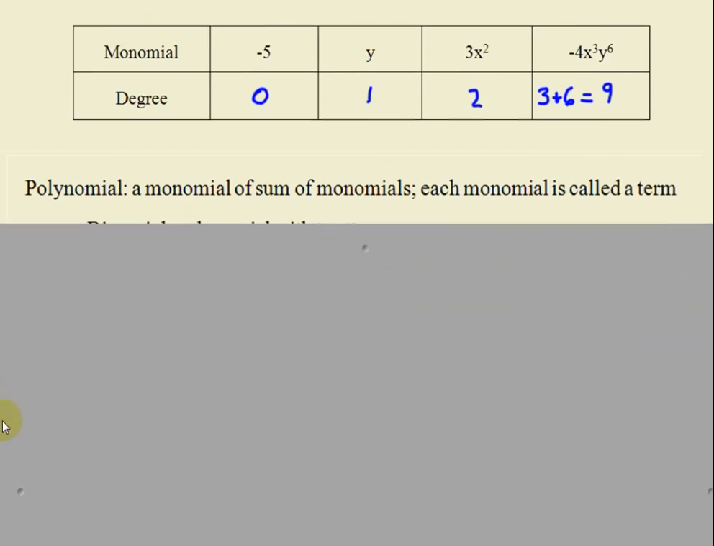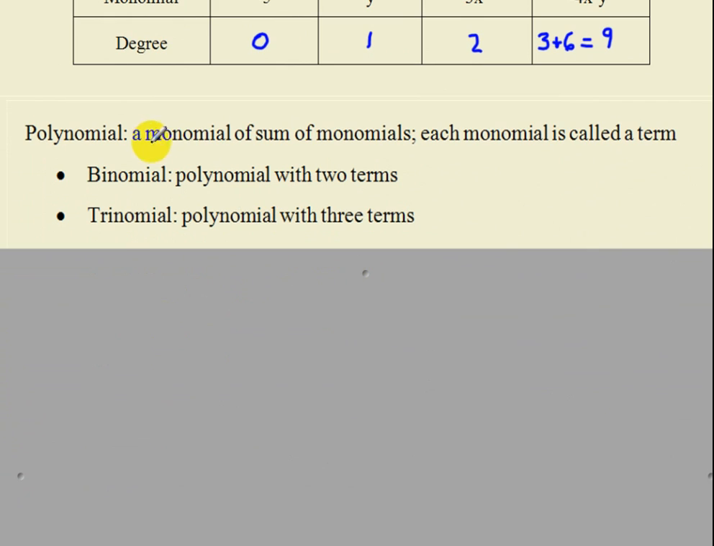Now for a polynomial, and I apologize here, but there's a typo. A polynomial is a sum of monomials. Sum telling us that we're adding or subtracting, because that's the same as adding a negative. So each monomial within a polynomial is called a term. A binomial is a polynomial with two terms. So for example, you could have 4x minus 7. That's a binomial. You have one term, second term separated by subtraction. Or a trinomial is a polynomial with three terms. So for example, we could have x squared plus 2x plus 8.